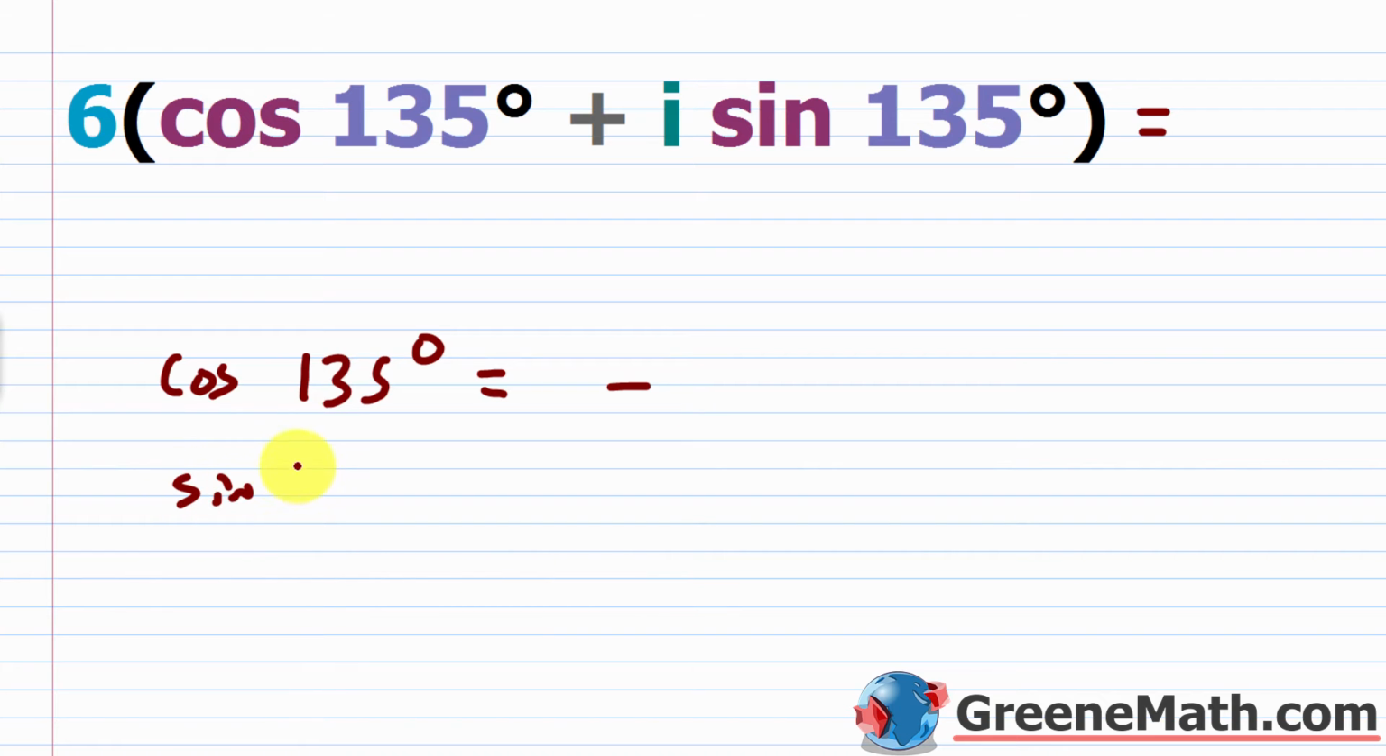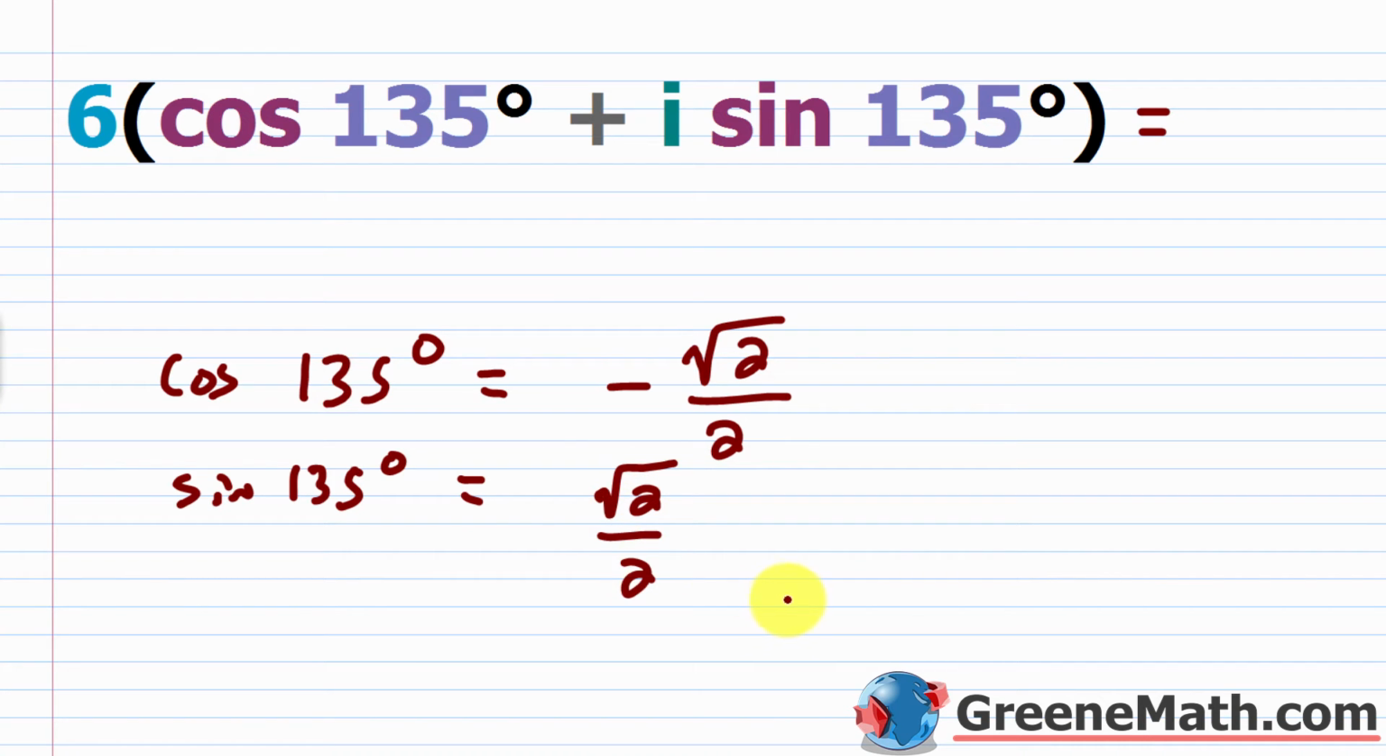What is the sine of 135 degrees? Again, you're in quadrant 2, so this is positive. Remember, 135 degrees has a 45-degree reference angle. So in each case, you're going to have the square root of 2 over 2, right? This guy is just going to be negative because cosine, again, is negative in quadrant 2. And this guy would be positive, okay?